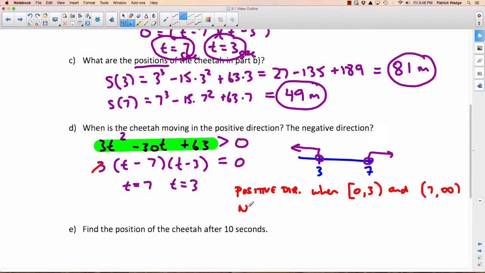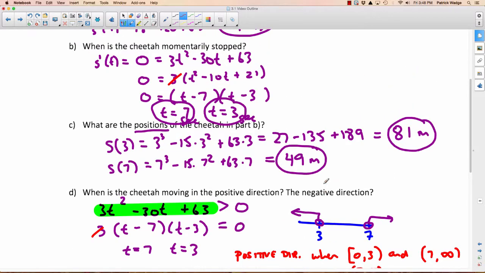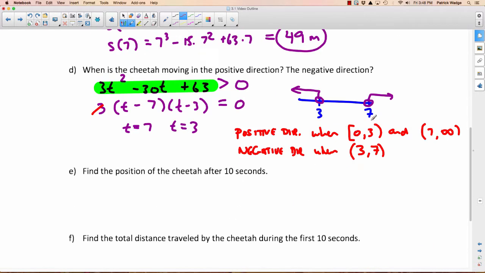So what does that mean for the negative direction? Negative direction is when, well, this time in between, those are all the negative directions. So that'd be from 3 to 7. Square brackets or circular? Circular brackets. 3 and 7 aren't included in the positive direction, and they're not included in the negative direction. Why not? Because 3 and 7 were when it's momentarily stopped. It's not moving at all, right? We got those values right down here, the 3 and the 7.